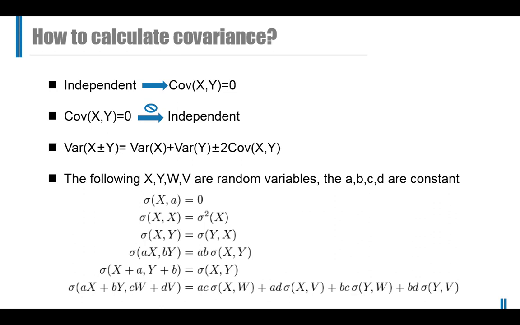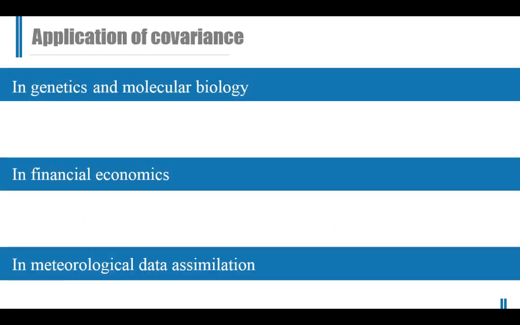And the variance of X plus or minus Y equals the variance of X plus the variance of Y plus or minus the covariance of X, Y. This is the relationship between the variance and the covariance. And there are some other rules about calculating the covariance. You can have a look. The proof of these rules is very simple, so I will not spend more time on this. Let's come to the next question.